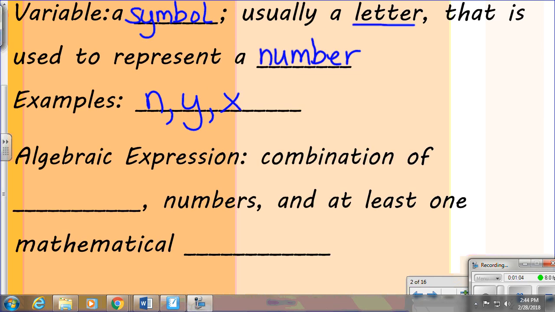An algebraic expression is a combination of variables, numbers, and at least one mathematical operation.